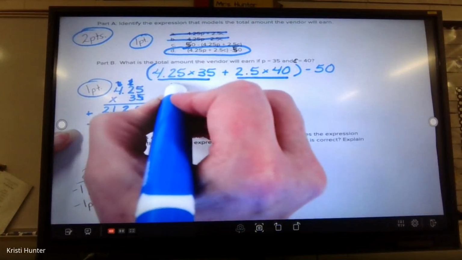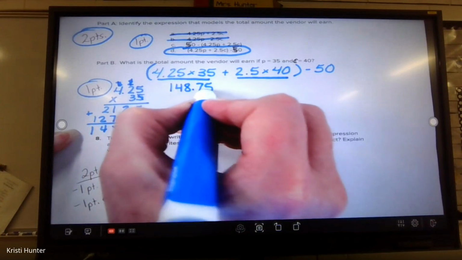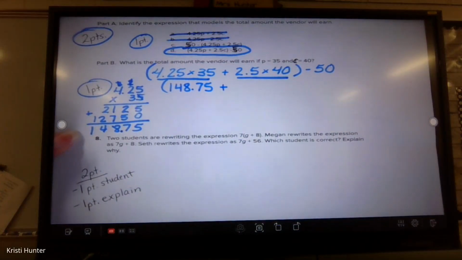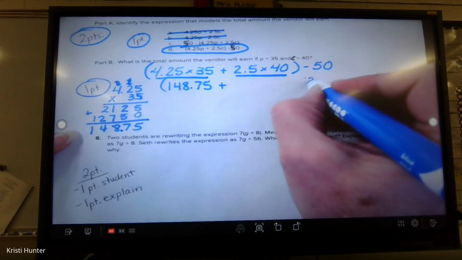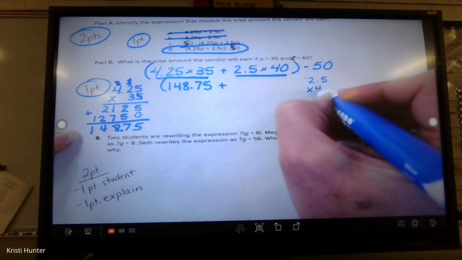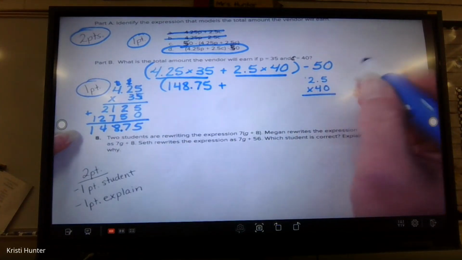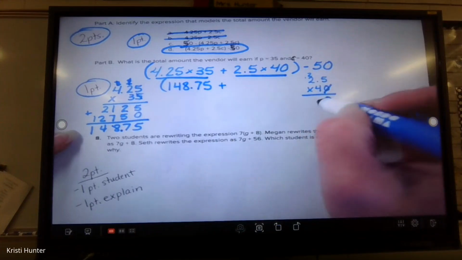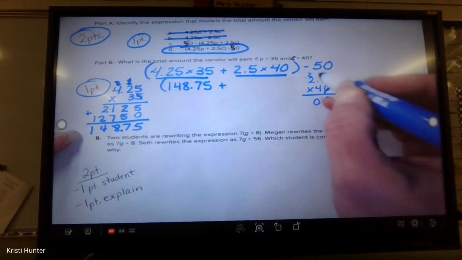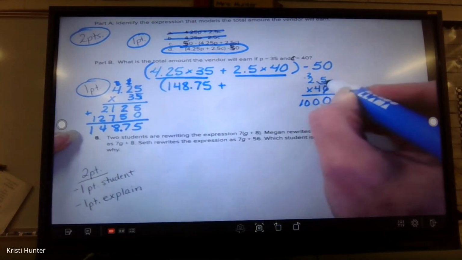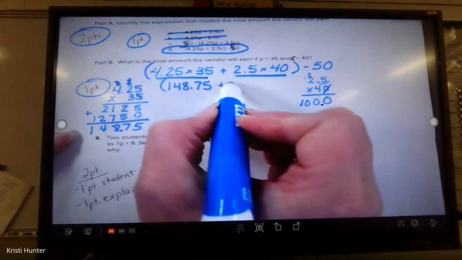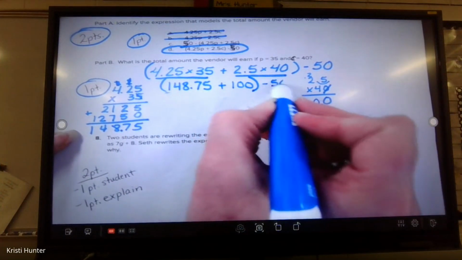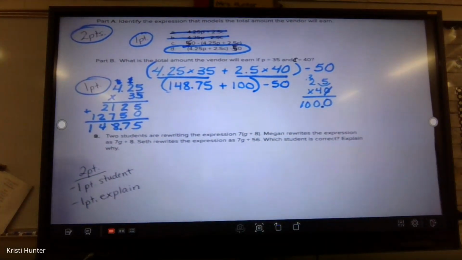So I made $148.75 on popcorn, plus whatever I'm going to make over here off my candy bar sales. So I'm going to take the 2.5 times 40. Multiplying by the 0, remember, I can just hold the place and now go 4 times 5 is 20. 4 times 2 is 8, plus 2 is 10. I need 1 decimal spot, so I'm going to put it here. So that's just $100. And once I add those two together, I'll take off the $50 for the booth rental fee.